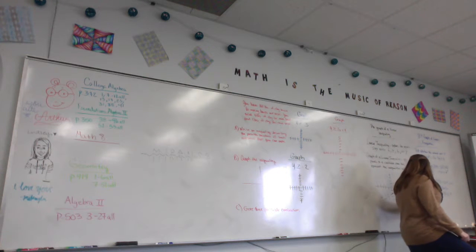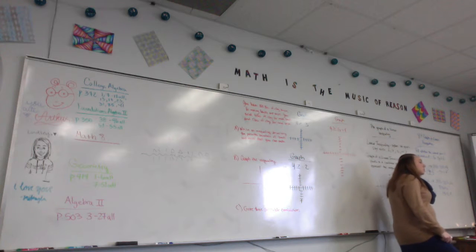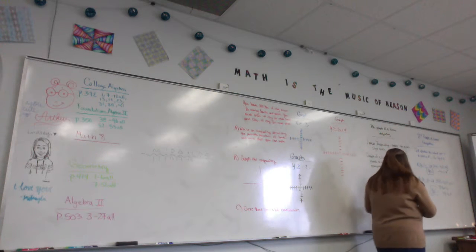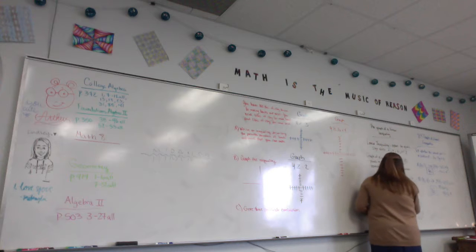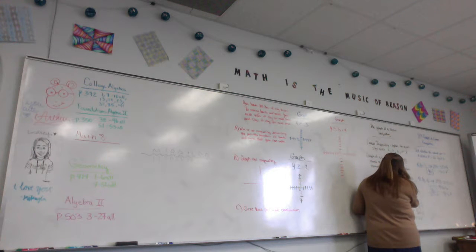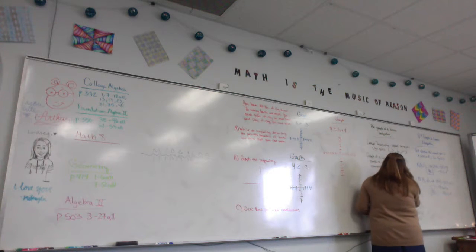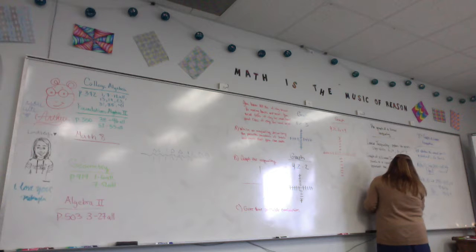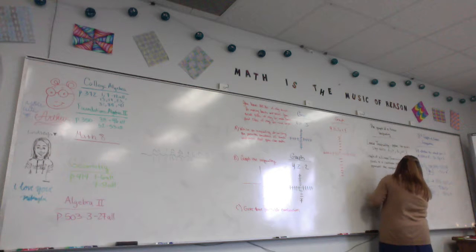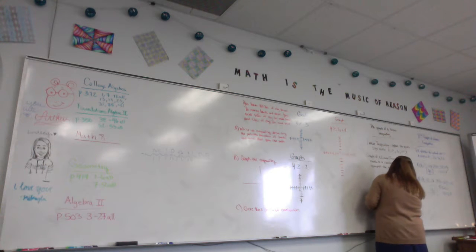Now look, this is in mx plus b form. So when I go to graph, I start by graphing at negative 2, my y-intercept. I go up 2 over 3 for my next point: up 2, over 3 for my next point.